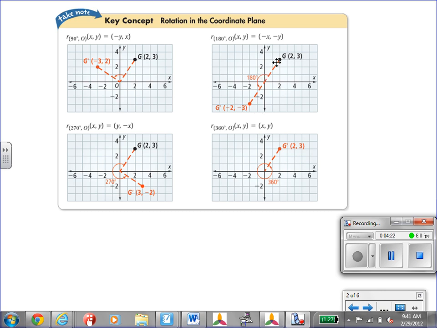That shouldn't be too difficult when you have a point. This third one, 270 degrees. 270 degrees is just 90 degrees the other direction, right? If you go 180 degrees and then you go 90 more, you're at 270.